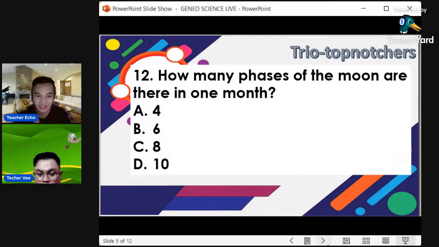Okay, so pagpasensya nyo na yung background ko. Alam kong na-distort yung faces ko dito, di ba? Di ba? So, laban lang tayo.